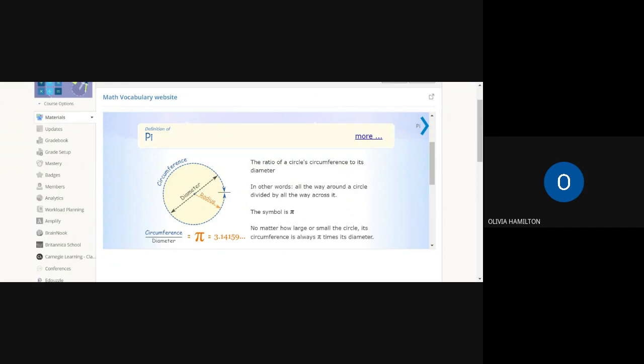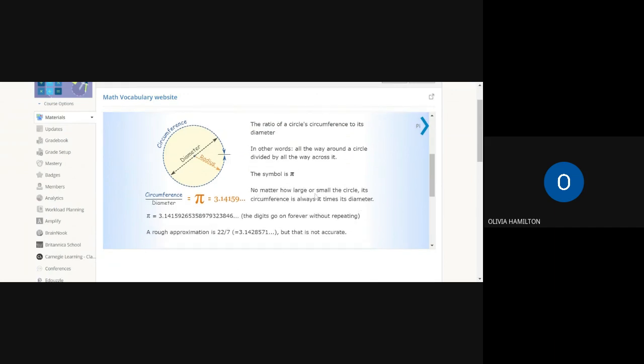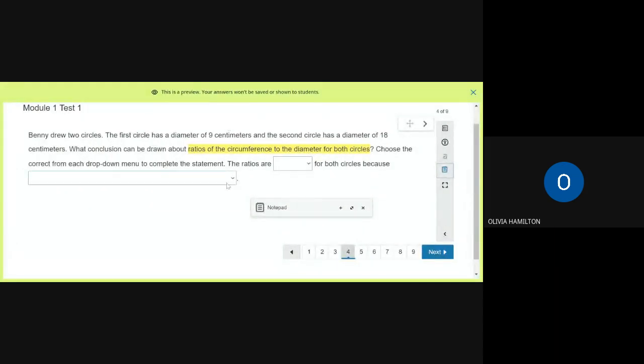The symbol is from the Greek alphabet. No matter how large or small the circle, its circumference is always pi times its diameter. So what that means is circumference divided by diameter equals pi every time. So with this knowledge, hopefully that helps you answer the question, drawing a conclusion about the ratio of the circumference to the diameter for both circles.